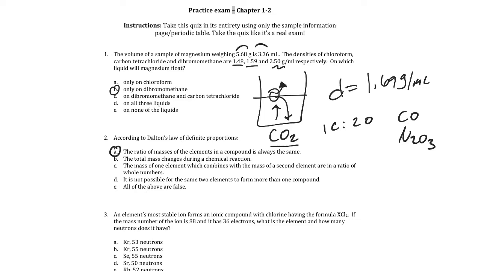The total mass changes during a chemical reaction. Well, the mass should stay the same during a chemical reaction. But also that has nothing to do with the law of definite proportions. That would be the law of conservation of matter.